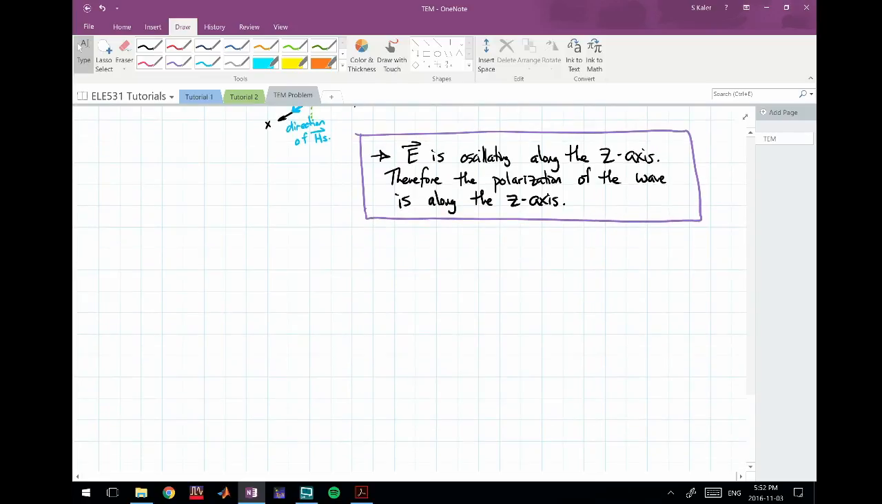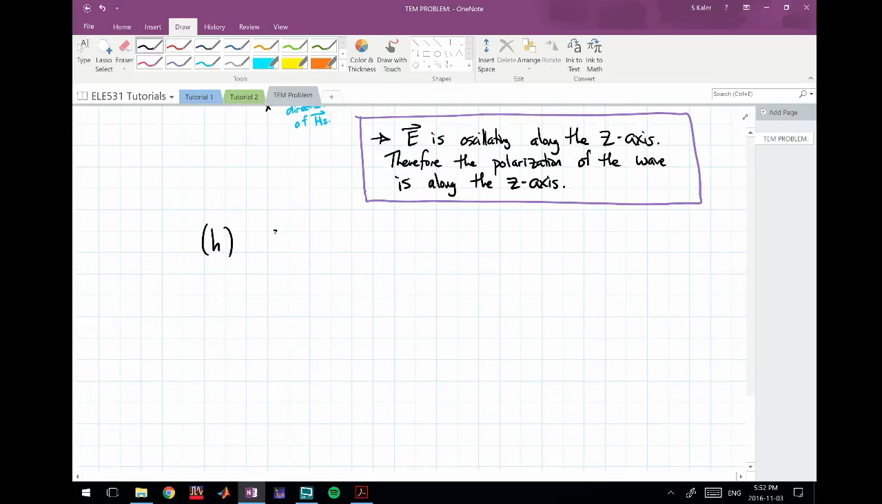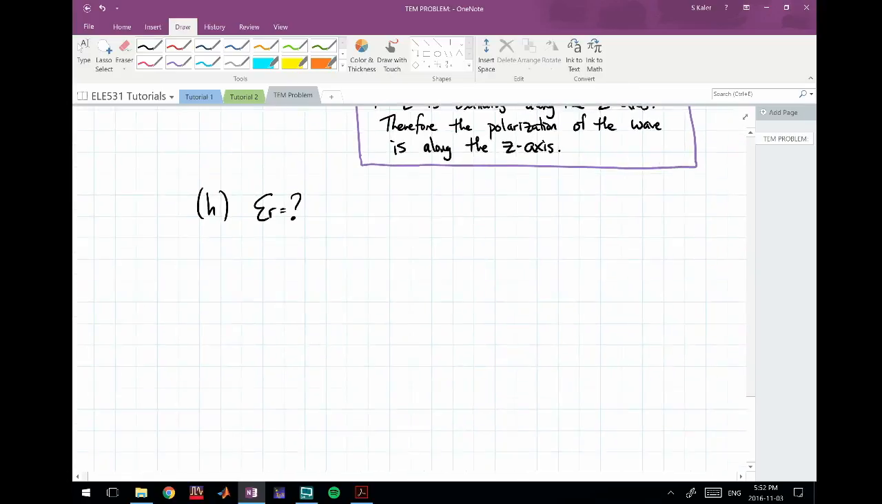Now let's move on to part H. Part H? Yes, part H. In this part it asks us to find epsilon r. Now we know it's a non-magnetic dielectric, so all of a sudden we realize that mu equals mu naught, but epsilon might not be epsilon naught in a dielectric, and chances are it's not going to be. That's why it's a dielectric. So what do we do?